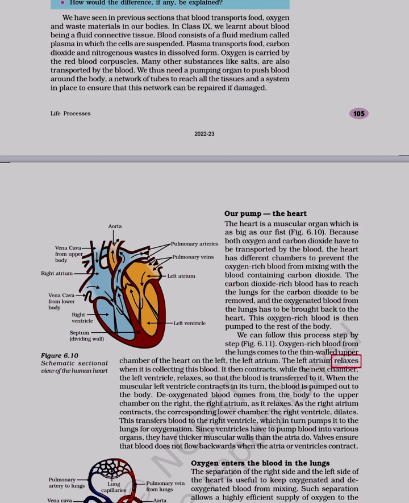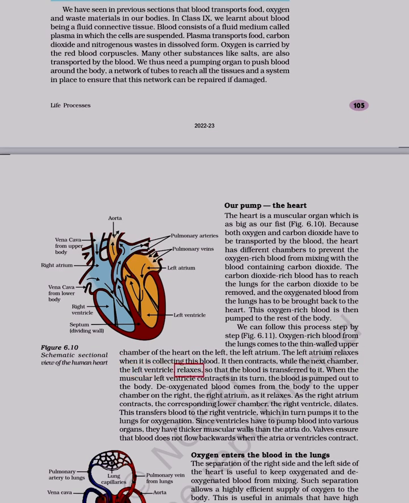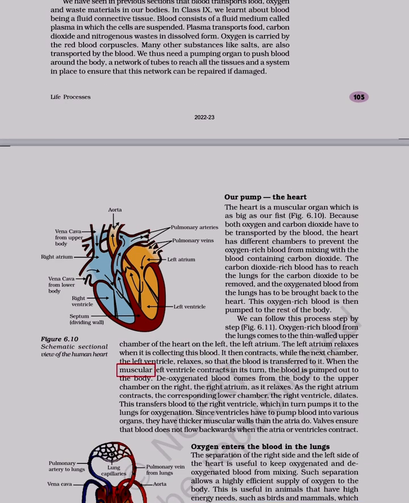The left atrium relaxes when it is collecting this blood. It then contracts, while the next chamber, the left ventricle, relaxes, so that the blood is transferred to it. When the muscular left ventricle contracts in its turn, the blood is pumped out to the body.